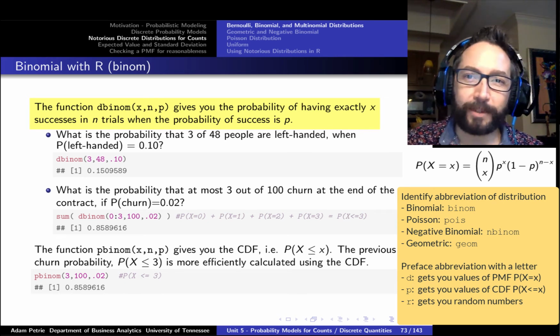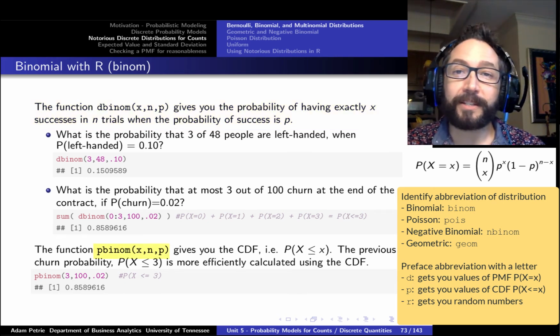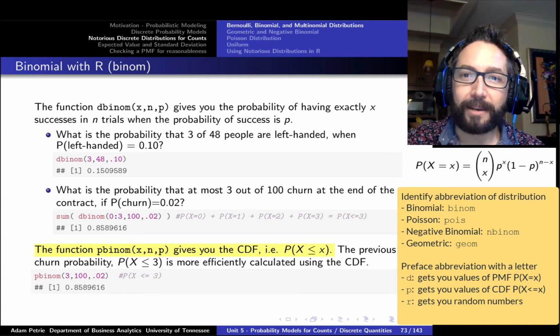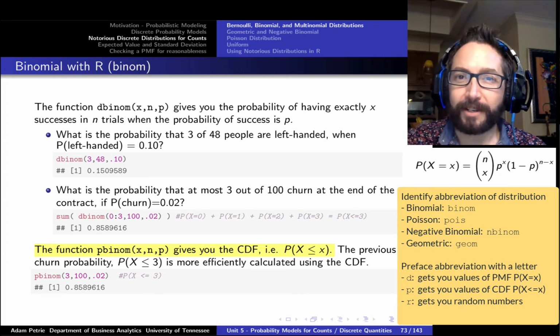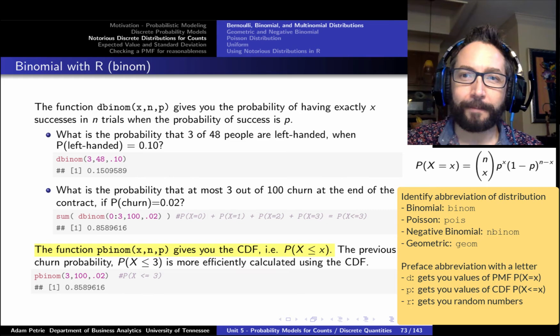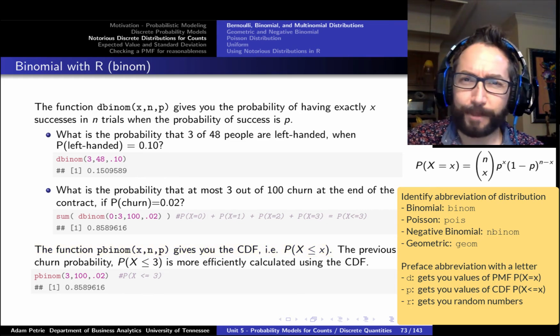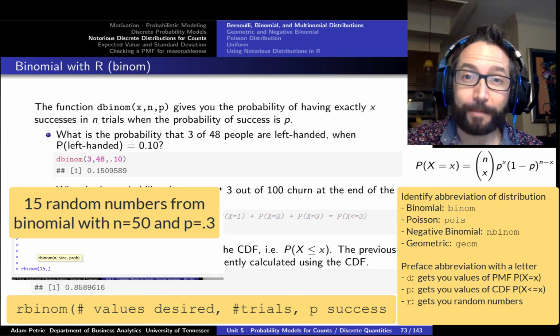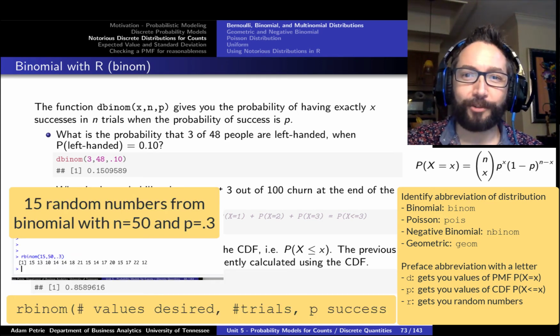So x successes out of n trials where the probability of success is p. If we preface that with a little p, that's going to let us know what the CDF, capital F evaluated at x, is. So pbinom is going to let us know the probability of observing at most x successes out of n trials where the probability of success is p. Prefacing it by a Q gives the quantiles of the distribution, more on that later. Prefacing it by an R gives us random numbers from the binomial distribution.